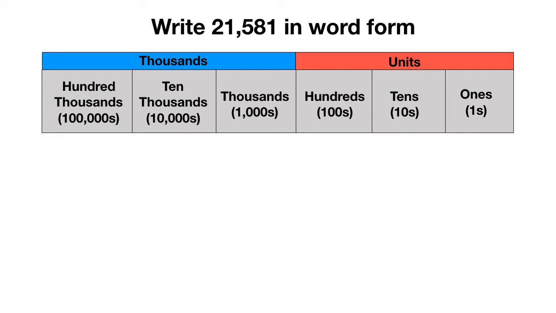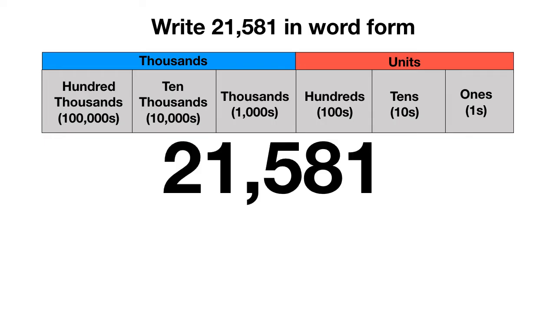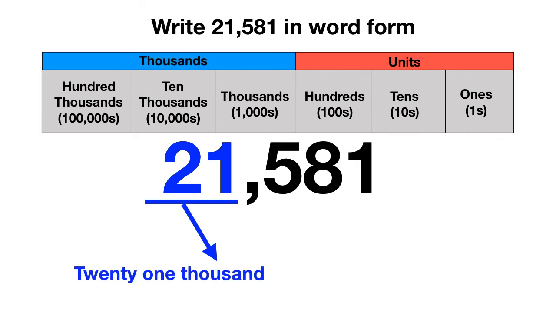21,581 in word form. Well, in this number, there's no hundred thousands. Our first digit, the 2, is in the 10,000s, and the 1 is in the thousands. That's okay. Even though we don't have hundred thousands, these are still part of the same family, so we'll just write them as 21 thousands.